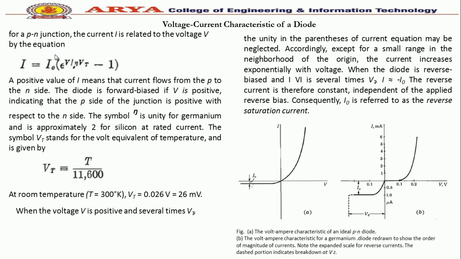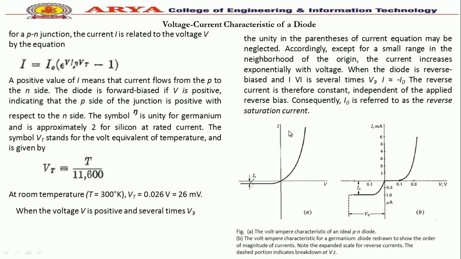When the diode is reverse biased, it means V is negative and several times Vt, so I equals minus I0. The reverse current is therefore constant and independent of the applied reverse bias. So I0 is referred to as the reverse saturation current.